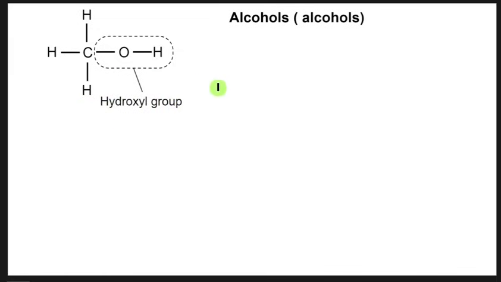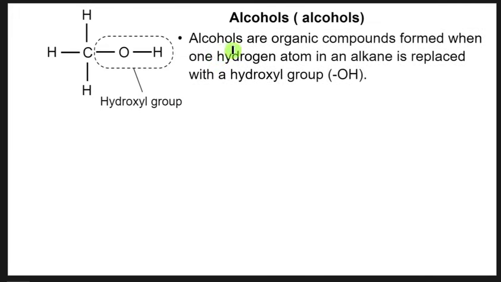And how do we define an alcohol? Alcohols are organic compounds formed when one hydrogen atom in an alkene is replaced with a hydroxyl group, this one here. So you saw we had H here. Now H was replaced by OH. Since it was replaced by OH, it becomes an alcohol, because when it had H, this one was an alkene. Now we replaced the H with OH, and this one became an alcohol. That's why alcohols are organic compounds formed when one hydrogen atom in an alkene is replaced with a hydroxyl group. This hydroxyl group is also written like this.